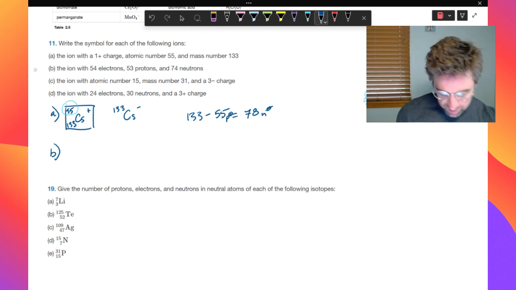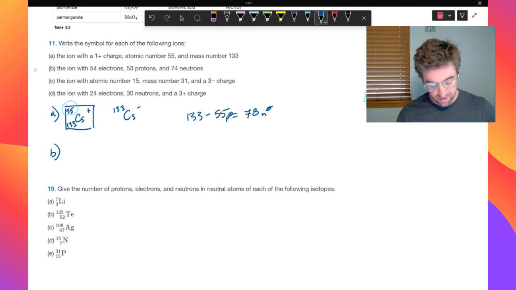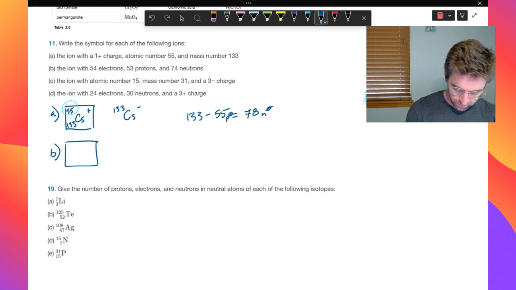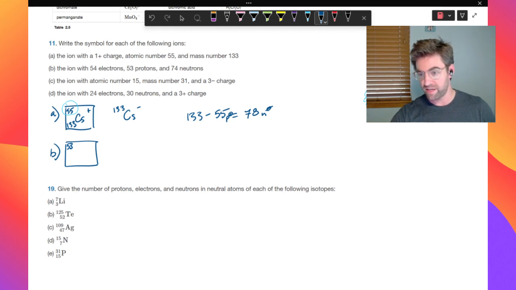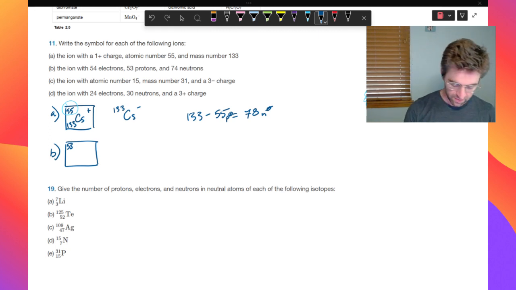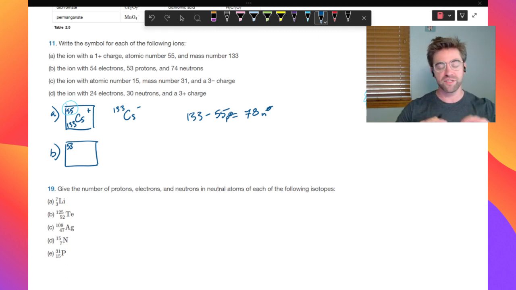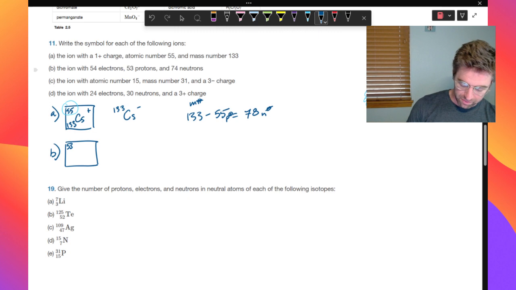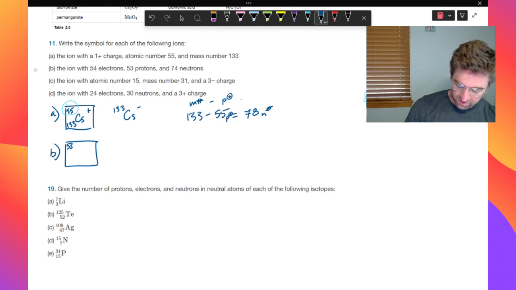11b, the ion with 54 electrons, 53 protons, and 74 neutrons. So we're given a little bit different information here, right? We've got 53 protons. Again, that determines its identity. And then we're told a number of electrons and a number of neutrons. Electrons are so tiny, they don't have much mass. And when we're working at this scale, we can kind of ignore them for now. So again, we have this formula where we have the mass number minus the number of protons equals the number of neutrons. We can use that formula to figure this out by doing a little algebra.